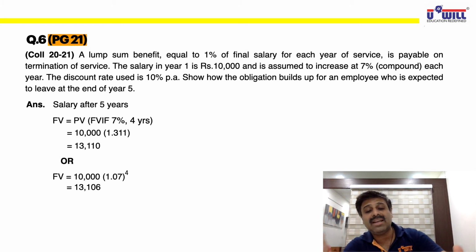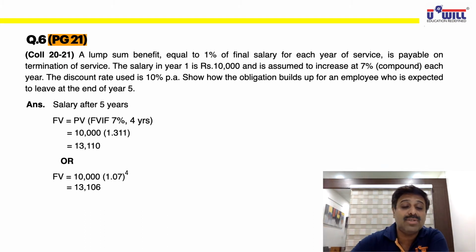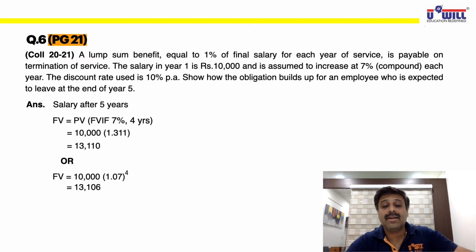So approximately 13,110 or 13,106, only a difference of 4 rupees. Any of the values can be taken into consideration. Even if the time value of money tables are not provided to you in the exams, you can do it on your own also. Now, 13,106 is what will be his salary after 5 years.